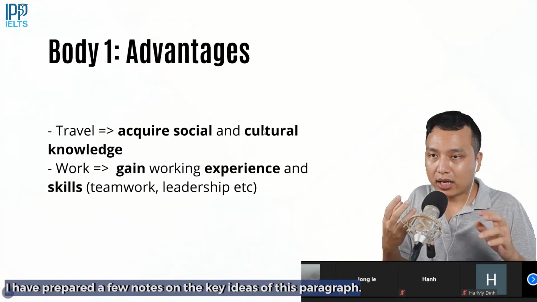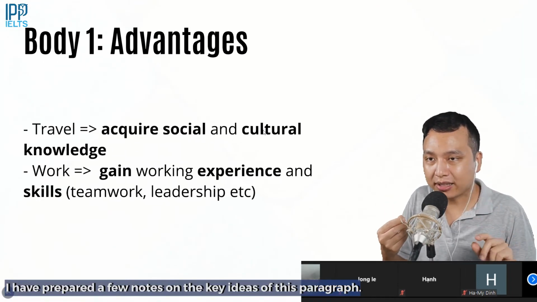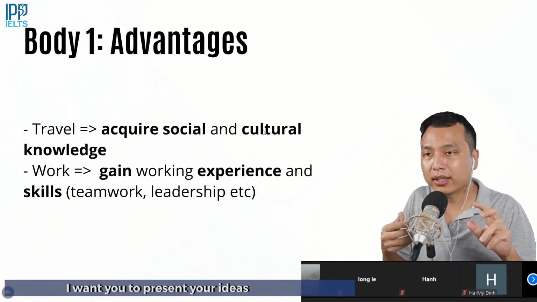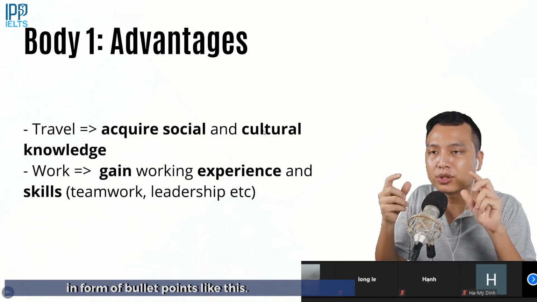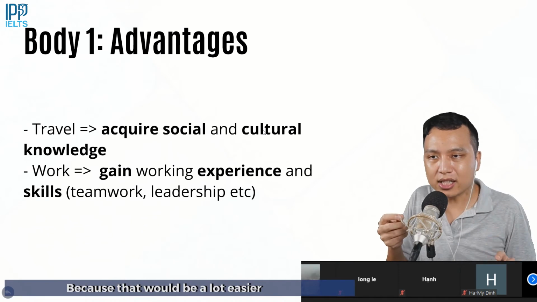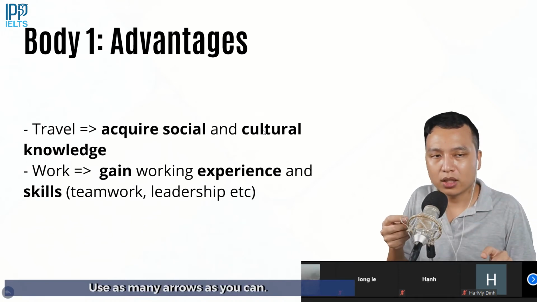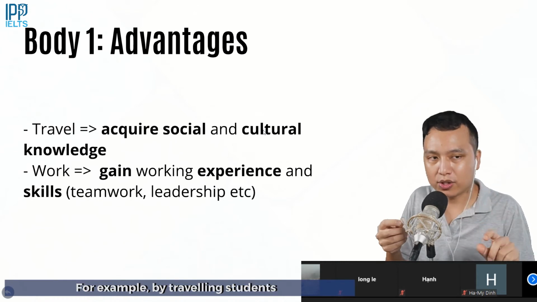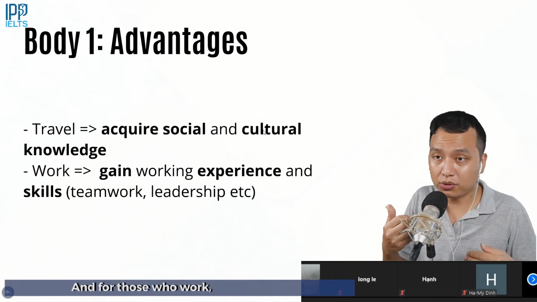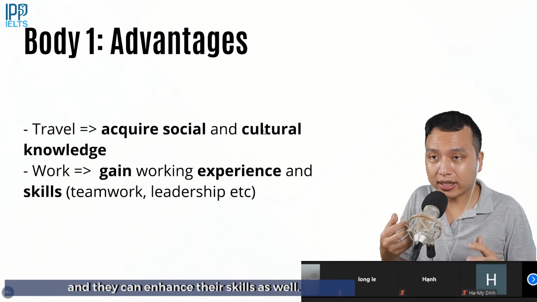So I have prepared a few notes on the key ideas of this paragraph. When we brainstorm for ideas, I want you to present your ideas in the form of bullet points like this, because that will be a lot easier, and that saves your time. Use as many arrows as you can. For example, by traveling, students can get social and cultural experience, and for those who work, they can get working experience, and they can enhance their skills as well.